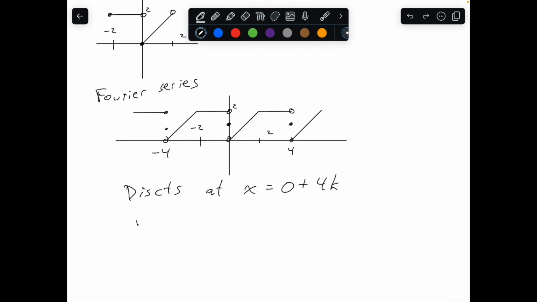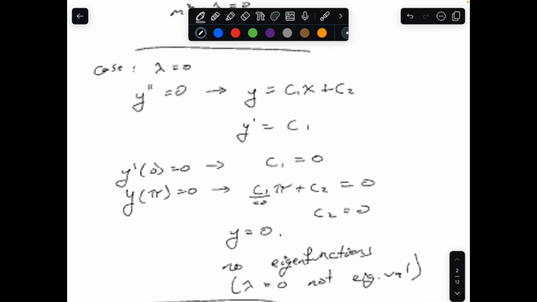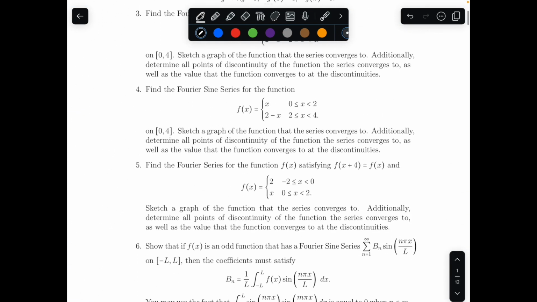And then the Fourier series converges to L equals 1 there. Okay. All right.